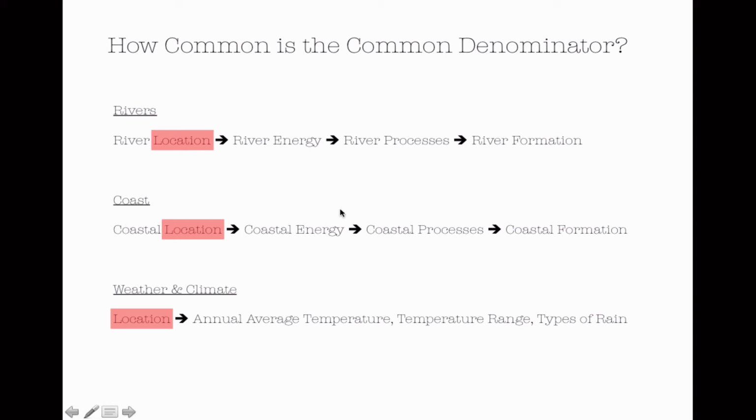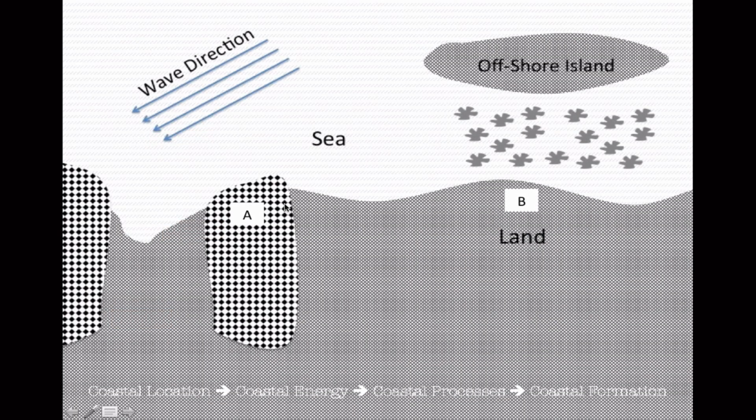Now for coast as well, later there will be an example. With different location, there will be different energy and hence different processes leading to coastal formation. For weather and climate, same thing. Location leads to every other thing. So there is a common denominator. This is an example of coast.